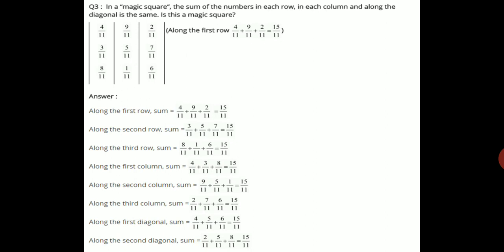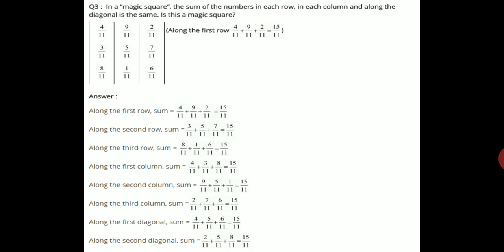In a magic square, the sum of the numbers in each row, each column and along the diagonal is the same. Is this a magic square? Now in a magic square actually it is the same, but here we have to verify. What is the question? We have to verify whether it is a magic square or not. So we have to check each and every row, each and every column.